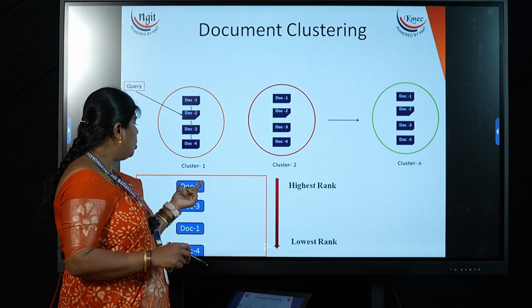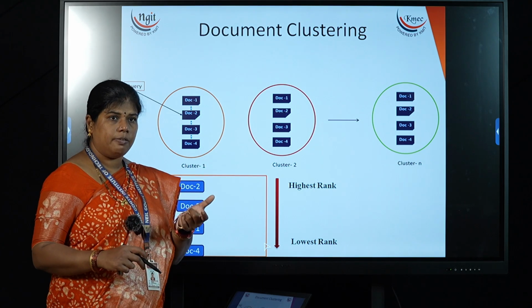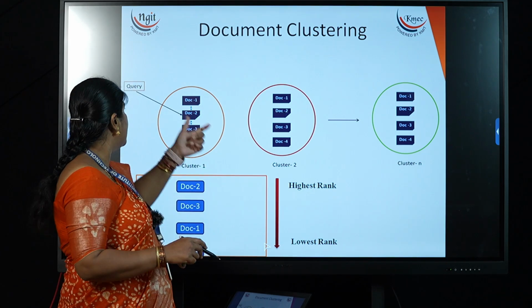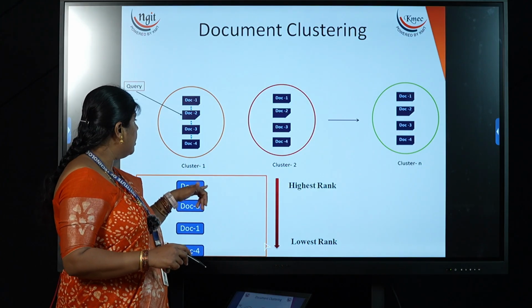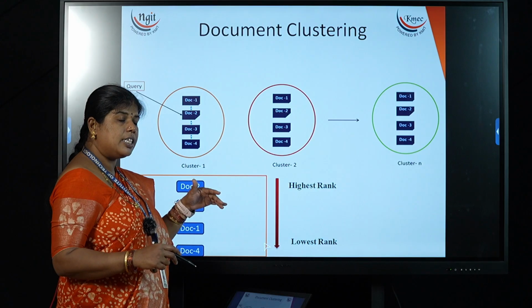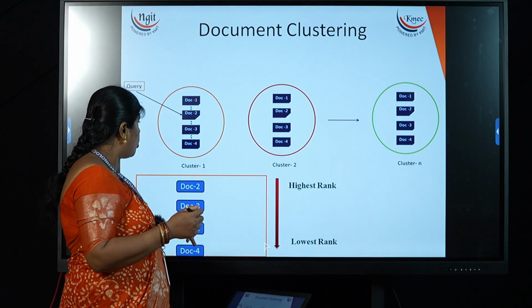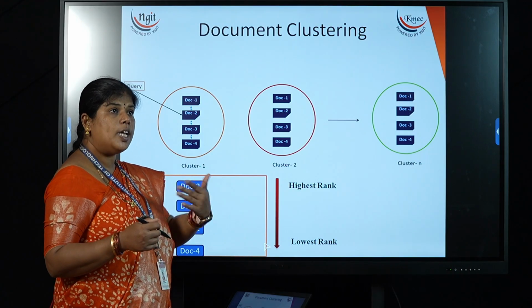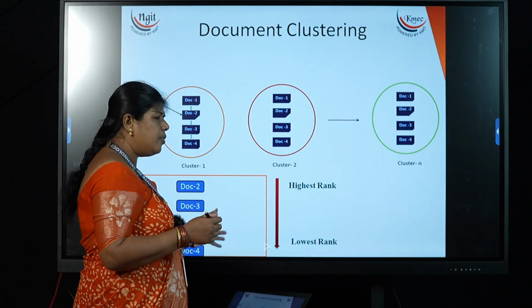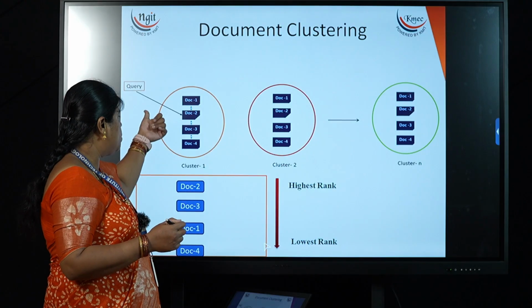Now document 2 is the most relevant, giving me the exact answer to the query, so it is placed at the highest place. Then after it, document 3 is less relevant, then document 1, then document 4. So document 4 has the lowest rank, meaning it is very less relevant to the user query.